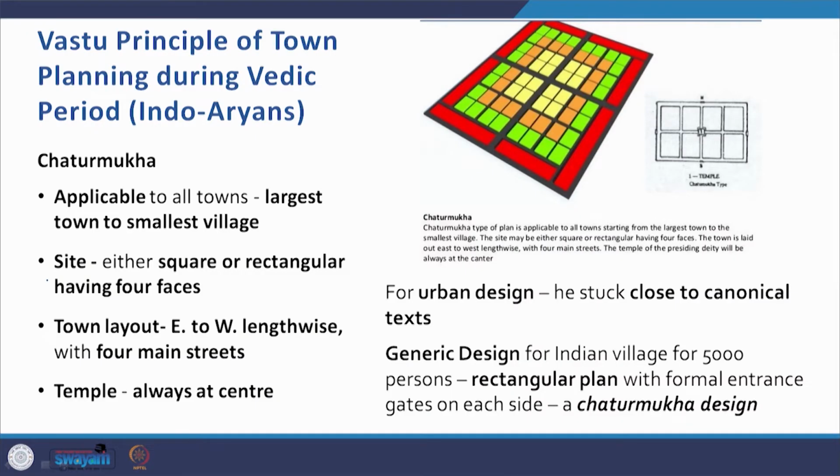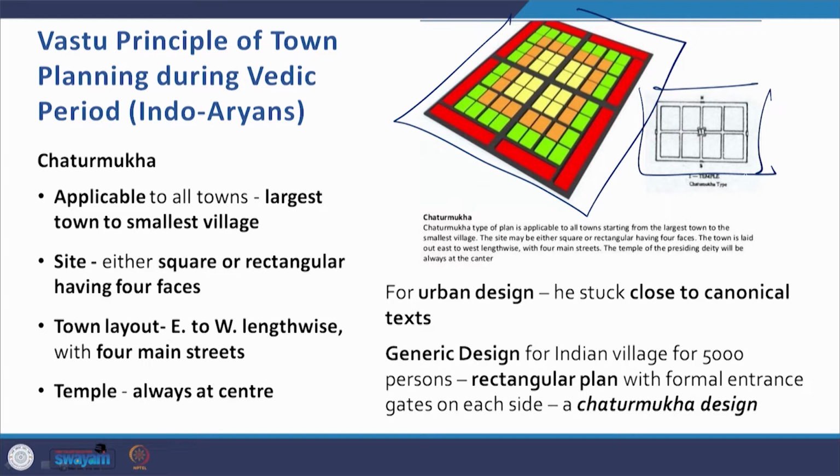Then his focus on urban design and urban planning, the Vastu principle of town planning during the Vedic or the Indo-Aryanic period, and that was the idea of the Chaturmukha. It was applicable to all towns, from the largest towns to the smallest villages. The site itself was either square or rectangular, you can see it here also, and it had 4 faces in all 4 directions. The town layout was east to west lengthwise with 4 main streets, and there was a temple always at the center. For urban design, he stuck close to the canonical texts.